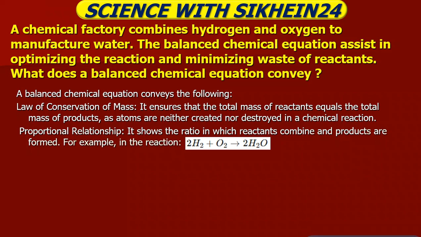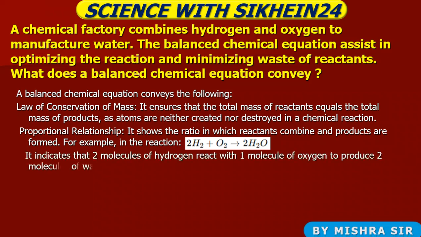Next, proportional relationship. It shows the ratio in which reactants combine and products are formed. For example, in this reaction H2 plus O2, we get H2O. Very easy example it is. It indicates that two molecules of hydrogen react with one molecule of oxygen to produce two molecules of water, right?